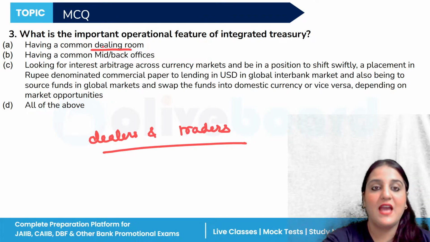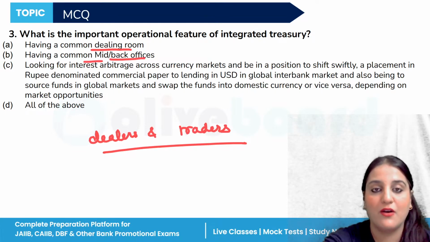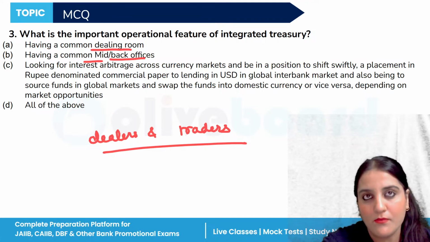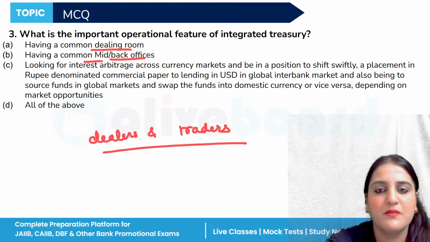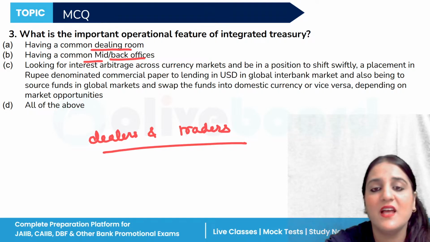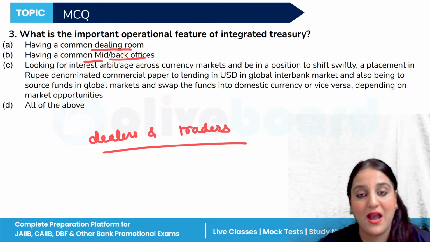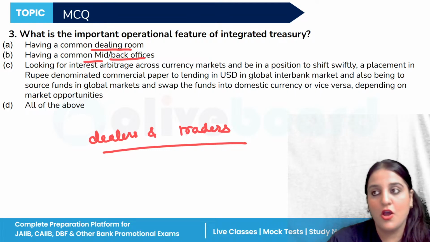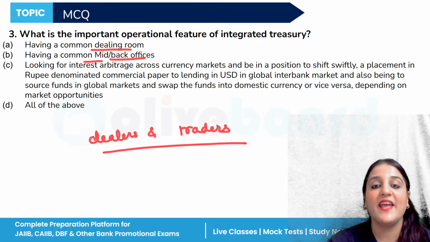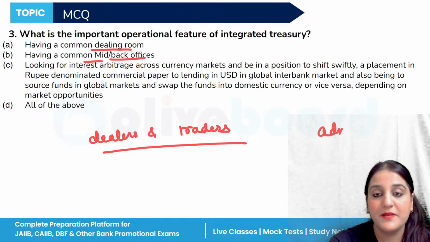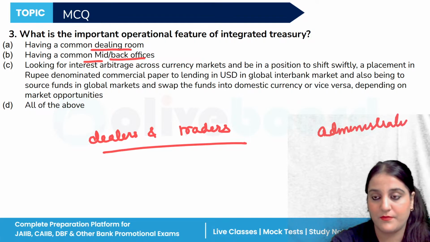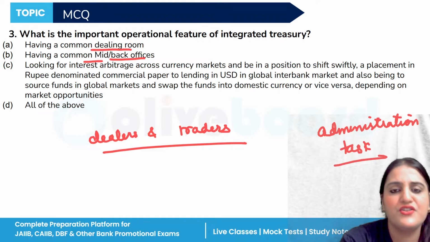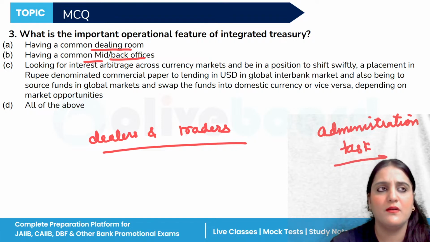Also, having a common mid and back office: the common mid office covers risk monitoring and market risk analysis, and the back office covers settlement, reconciliation and reporting operations, which ensures efficiency in handling administrative tasks and mitigates risk across different types of markets.